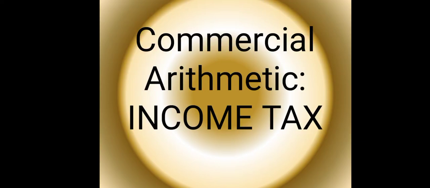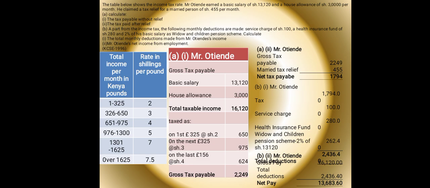Commercial Arithmetic: Income Tax. The table below shows the income tax rate. Mr. Otiende earned a basic salary of 13,120 shillings and a house allowance of 3,000 per month. He claimed tax relief for a married person of 455 shillings per month.